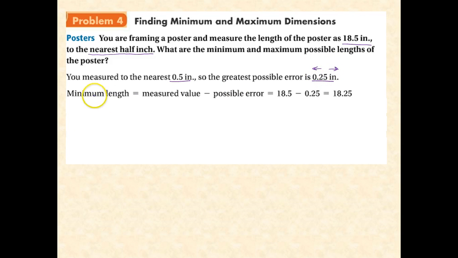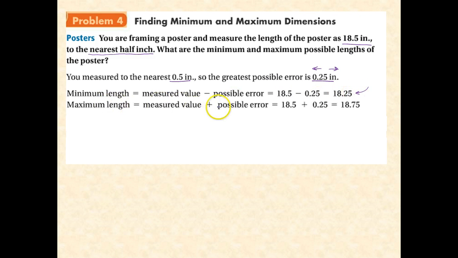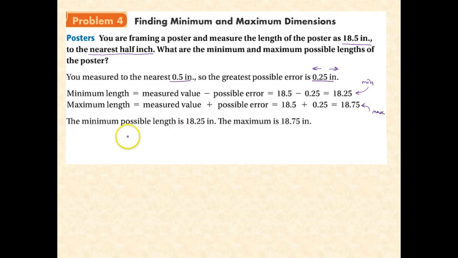So the minimum length is the measured value minus the possible error. 18.5 inches minus 0.25 inches is 18 1/4. So that's the lowest it could possibly be. The maximum length, you add the possible error. 18.5 plus 0.25 is 18.75. This is your minimum. This is your maximum. So the minimum possible length is 18.25 inches, and the maximum is 18.75 inches.